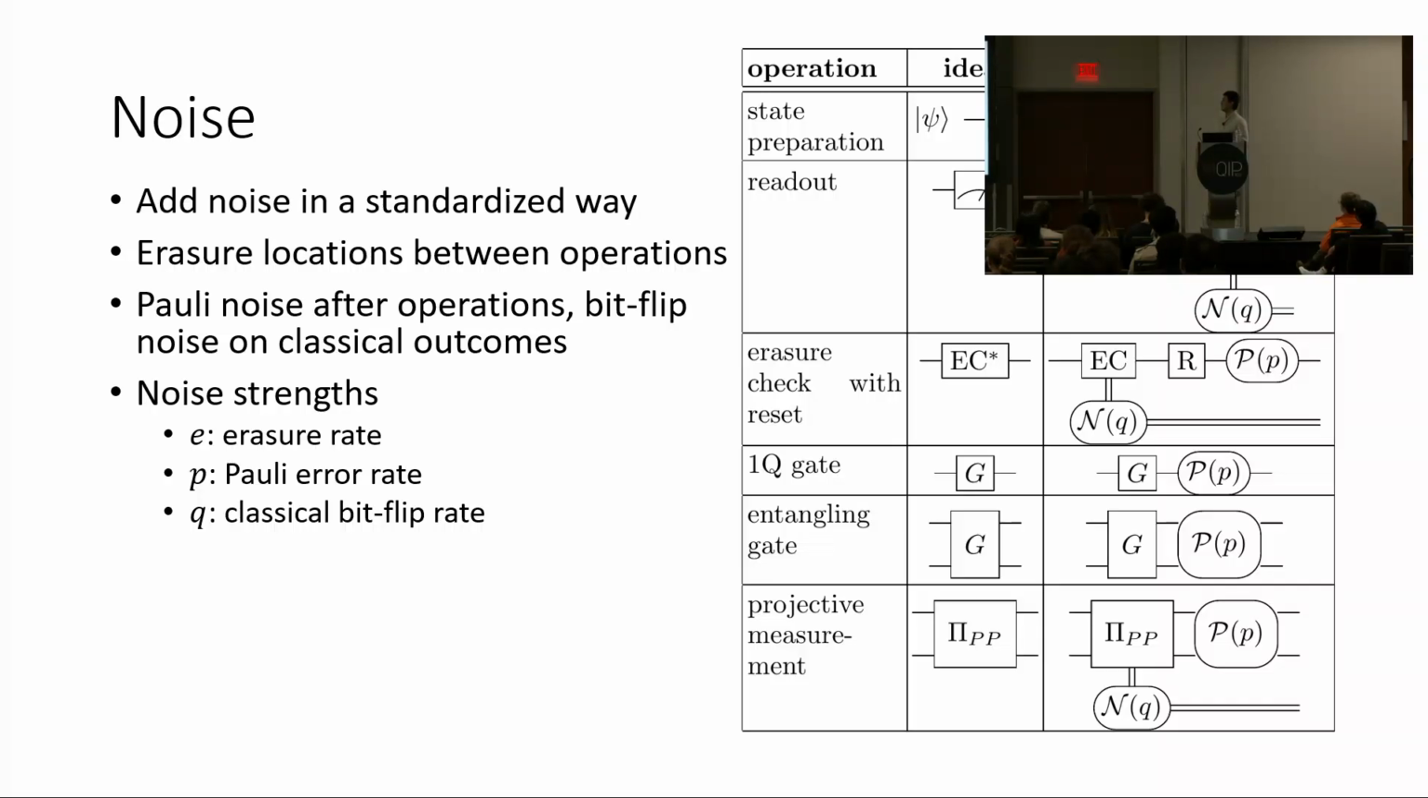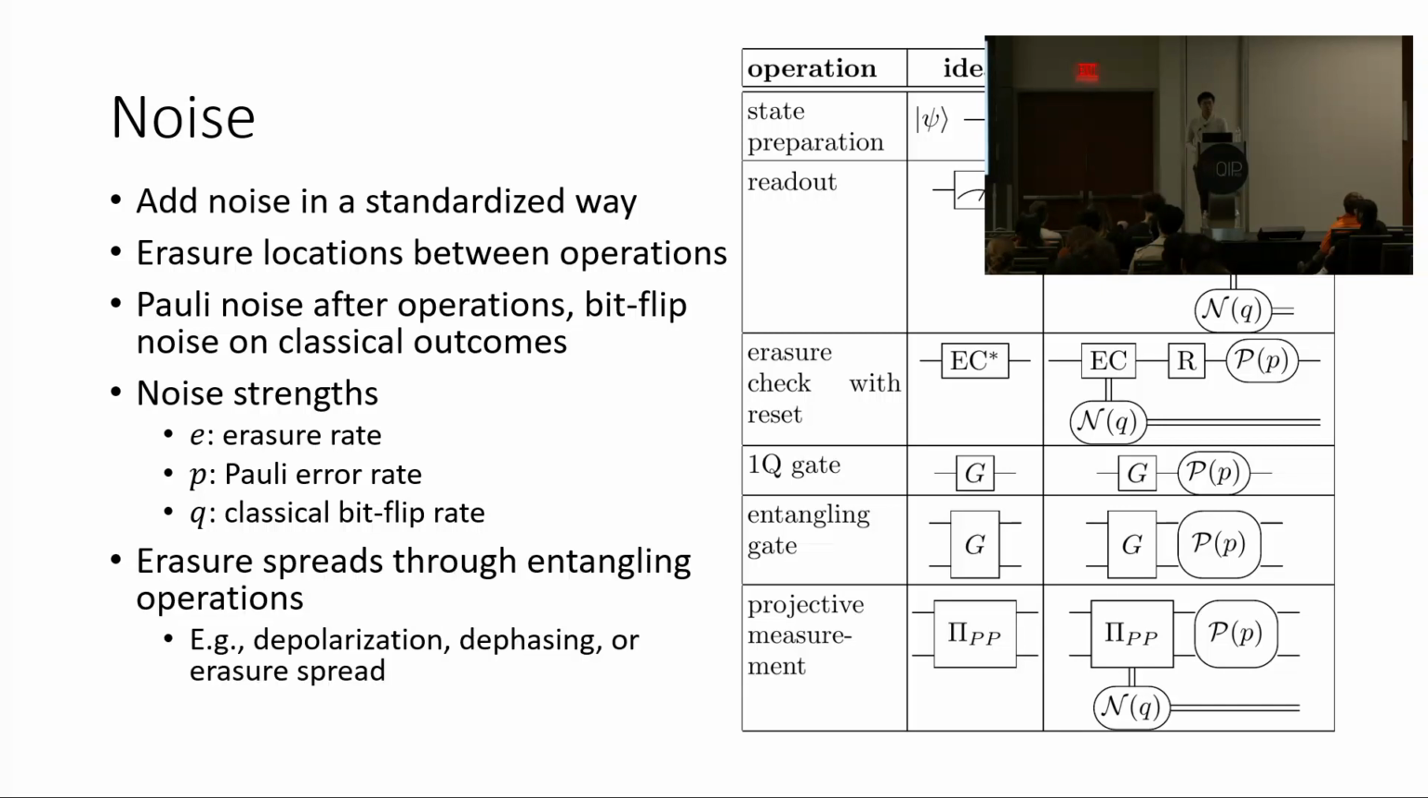But for this talk, I'll mostly consider 3 parameters characterizing the noise. So one is the E, the erasure rate, so the probability of being erased at each of the erasure locations. Then we also have P, some Pauli error rate, let's say from some depolarizing channel. And Q would be the classical bit flip rate.